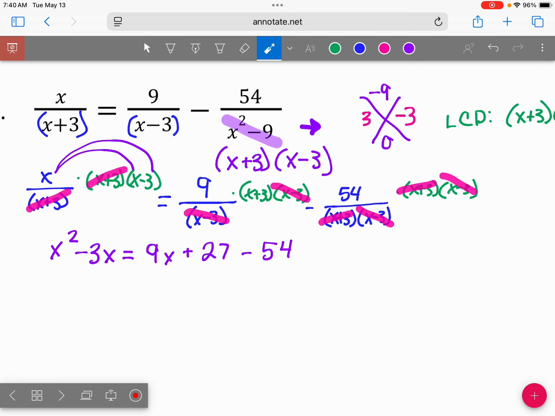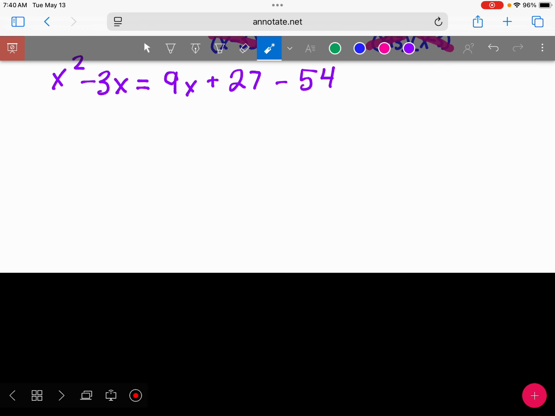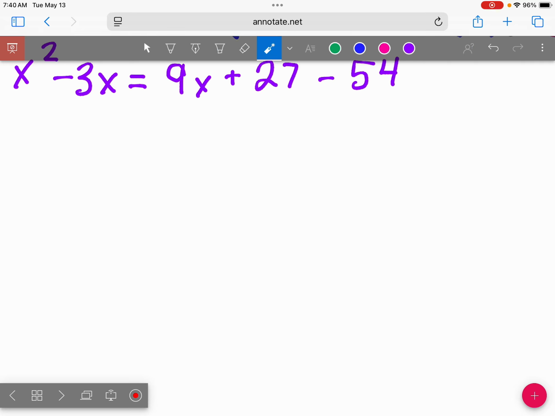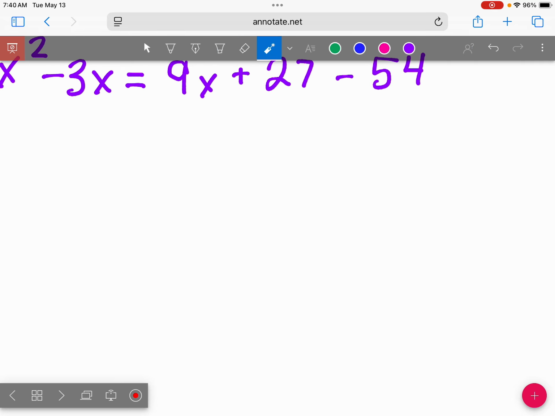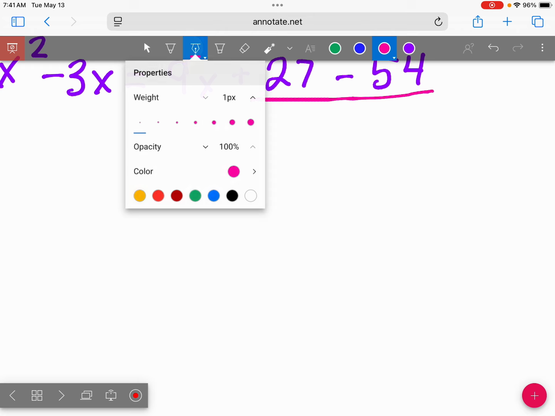Questions on that part of it? Then let's look at this thing and solve this guy. What do we do to try and solve this? X squared minus 3x equals 9x plus 27 minus 54. Well, first of all, we could combine some like terms.